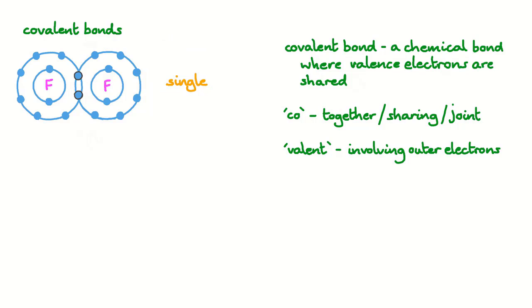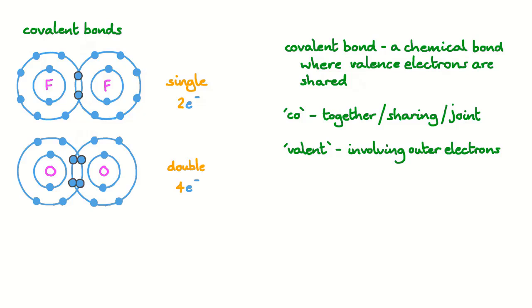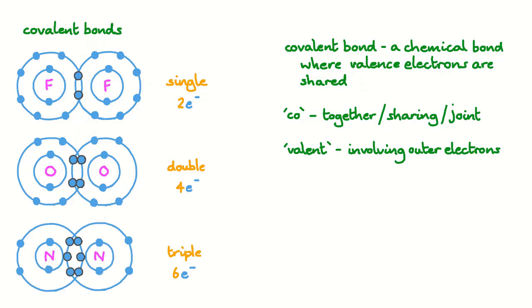The simplest type of covalent bond is the single bond. In a single covalent bond, 2 electrons are shared. In a double covalent bond, 4 valence electrons are shared. And in a triple covalent bond, 6 electrons are shared. Quadruple bonds, where 8 electrons are shared, are possible, but only between much larger atoms or in highly exotic circumstances. In general, you'll only need to worry about single, double, and triple bonds.